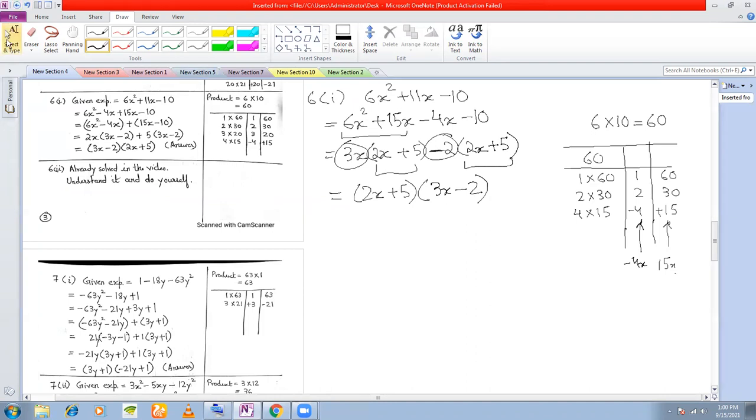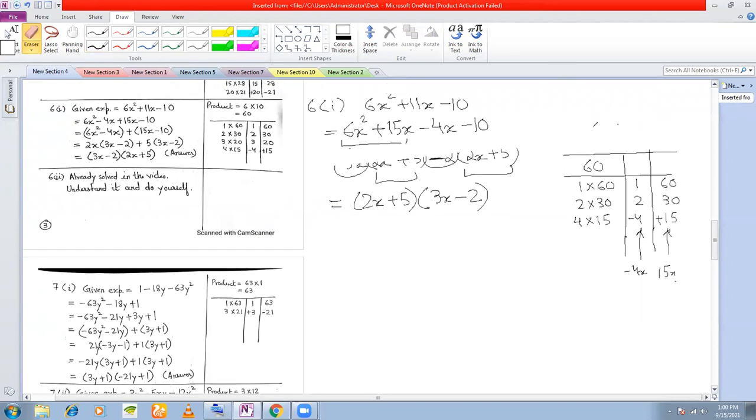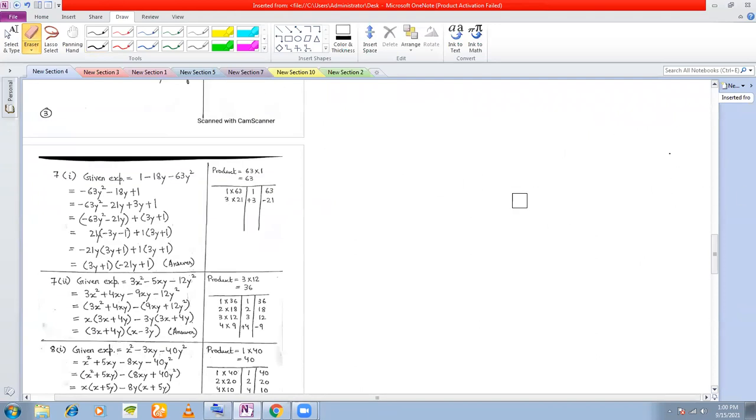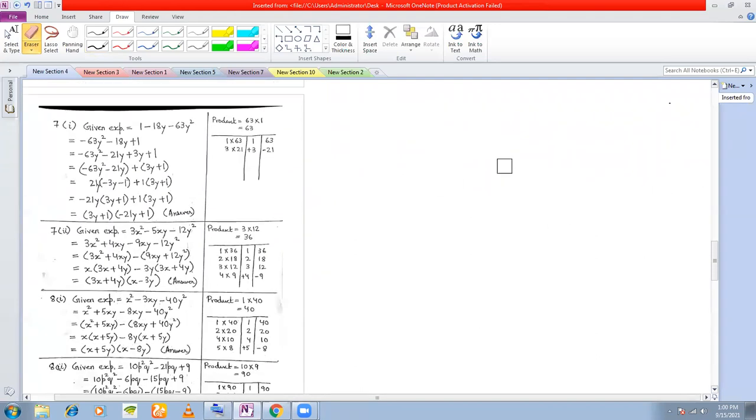Okay. So let's do the next one. 7.1. Given expression is 1 minus 18y minus 63y squared. Now see, this is not arranged in descending powers. In fact, it is arranged in ascending powers of y, because from a lower power of y you are going to a higher power of y. So you arrange this in descending power. You write this as minus 63y squared minus 18y plus 1. Yes, you can write it this way.